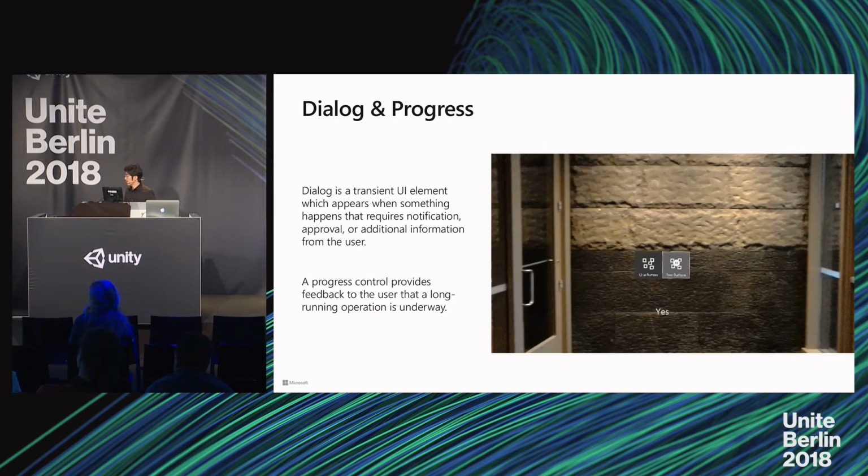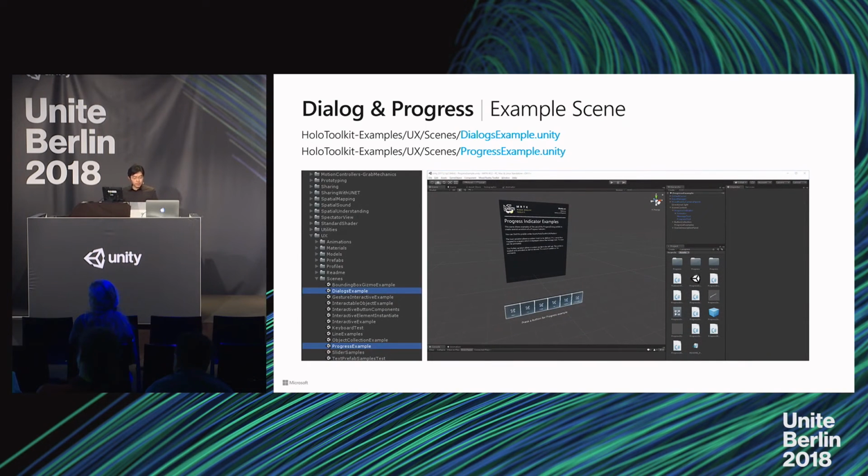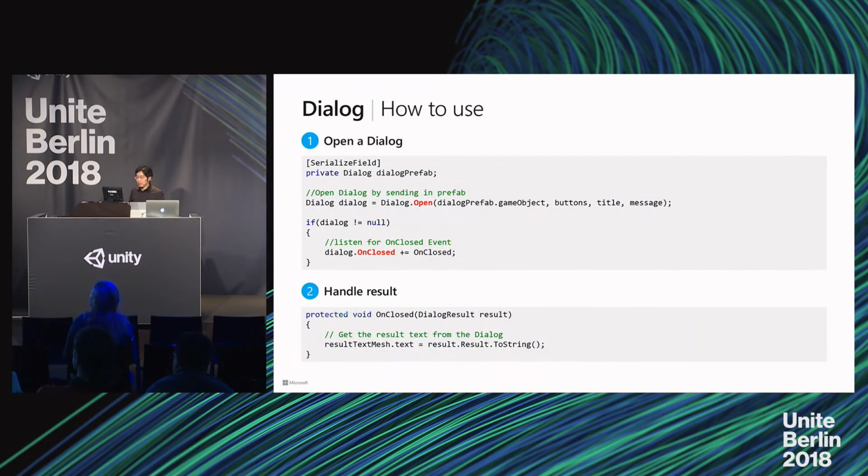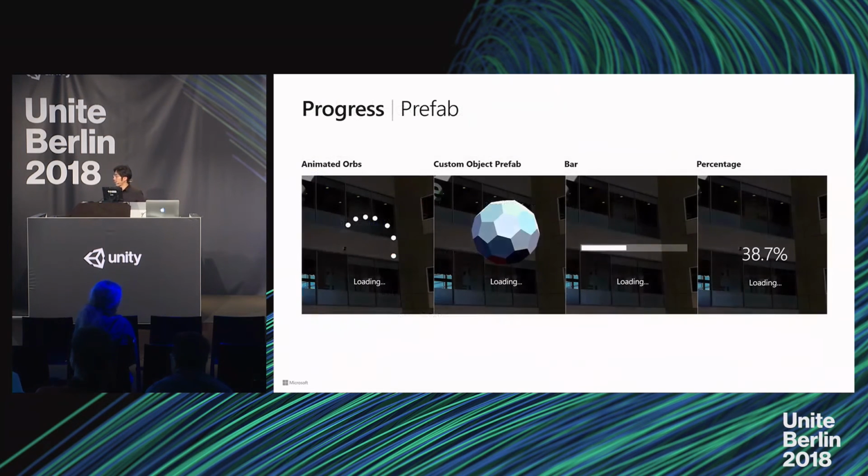Then the progress is a kind of loading indicator collection. You can use it when you want to display visual feedback when data loading is happening. You can find the examples under the example, UX, and scenes folder. When you look at this dialog prefab, you're going to get these one or two button options. To use it, just access this dialog prefab, and in the script, you call dialog.open. Then you can subscribe to the dialog.onClose event to get the result text. This way you can understand which button was clicked in the dialog box.